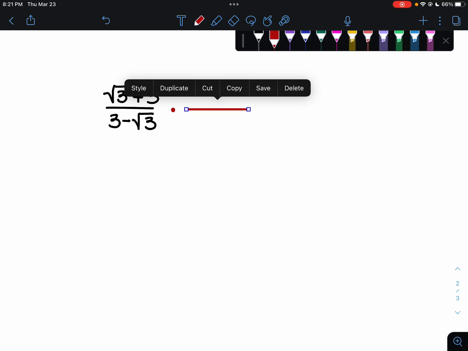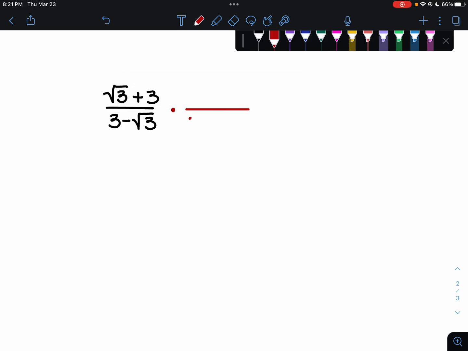The conjugate is when we take the denominator, and instead of saying 3 minus the square root of 3, we are going to do 3 plus the square root of 3. So we are multiplying by the conjugate of the denominator. How you get the conjugate is you change the sign of the radical. And since I'm multiplying that on the bottom, I got to multiply it by the top as well.